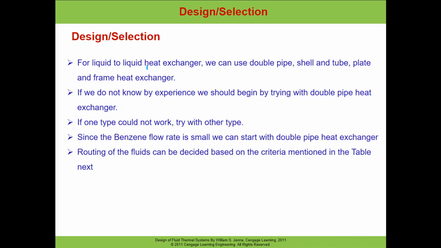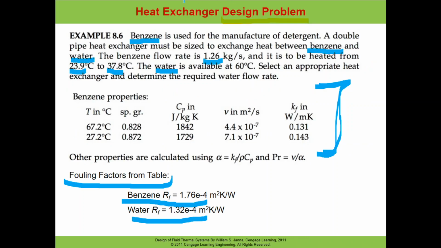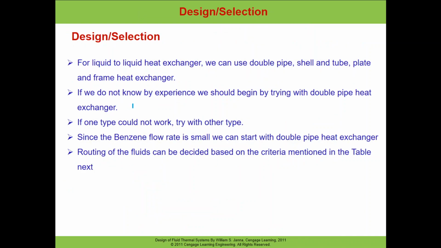This problem tells us to select an appropriate heat exchanger and determine the required water flow rate. It is not telling us to size a double pipe heat exchanger. So how do we know, first of all, what kind of heat exchanger is suitable for this? It can be double pipe, shell and tube, or plate and frame heat exchanger. So we do not know what kind of heat exchanger is suitable for any kind of application.